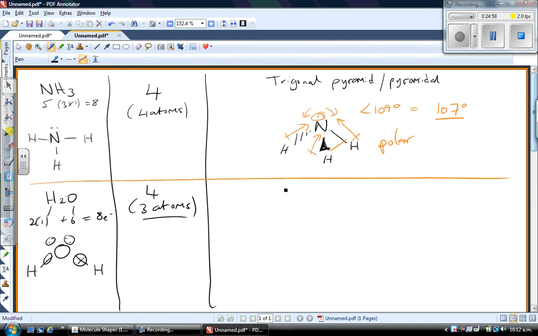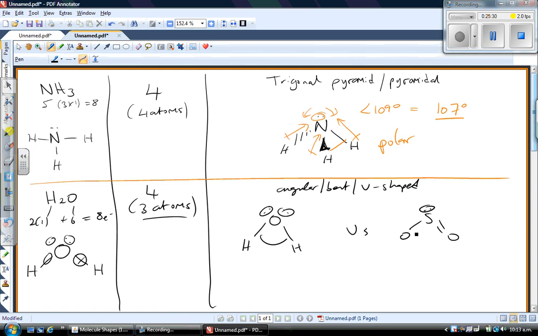So the shape for this is angular, bent, or V-shaped, which was just like for SO2. But the difference here is that we have 2 non-bonding pairs of electrons instead of 1. So in this case, the bond angle for water with its 2 non-bonding pairs of electrons is smaller. This bond angle is smaller versus SO2 because SO2 only had 1 non-bonding pair of electrons. So that angle is smaller, and it's because of the 2 lone pairs for H2O.